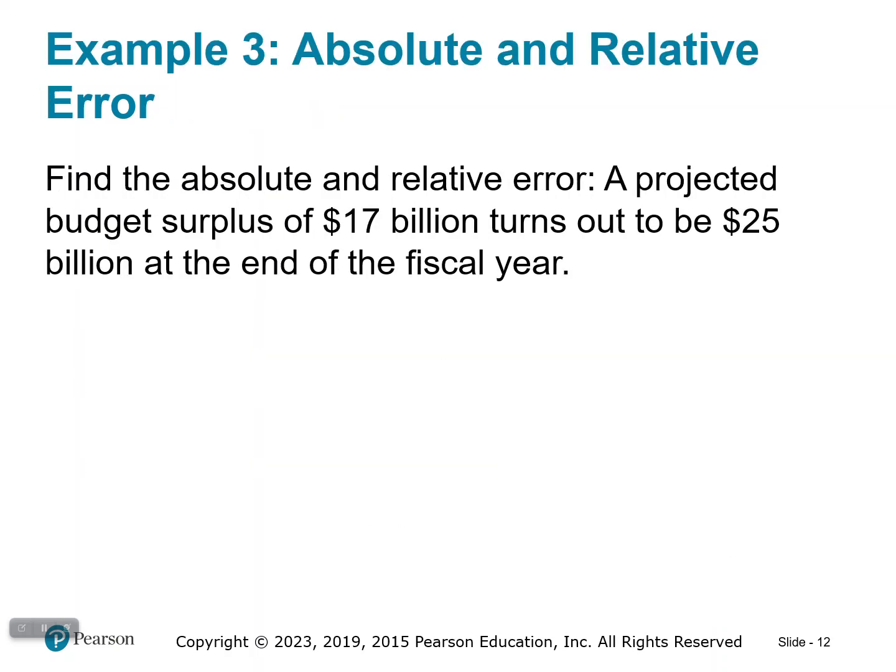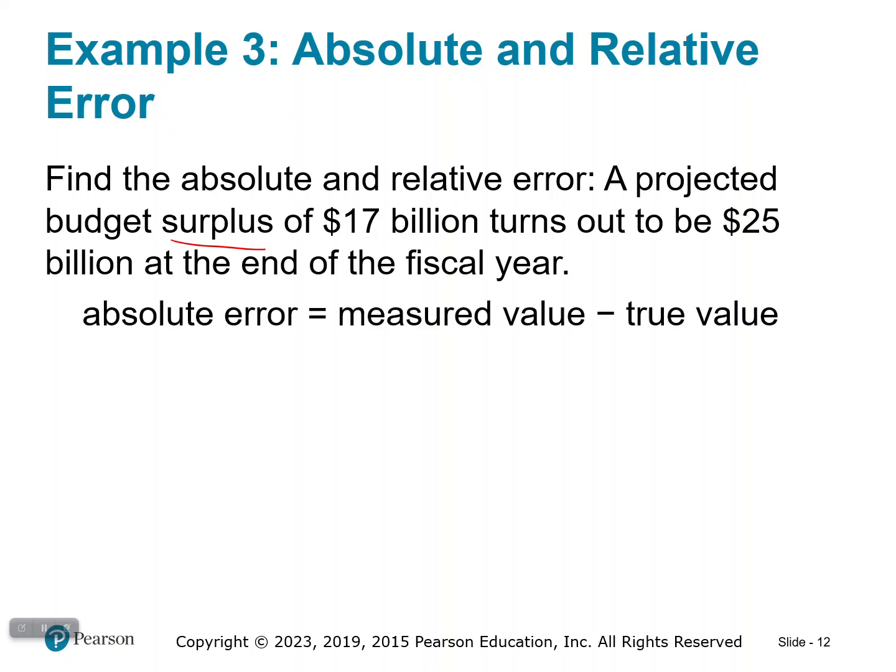All right, so we turn it into a percentage. Let's find the absolute and relative error. A projected budget surplus of $17 billion turns out to be $25 billion at the end of the year. A budget surplus of $25 billion is not actually good. They're not spending the money they need on their employees. A budget surplus, that's crazy.